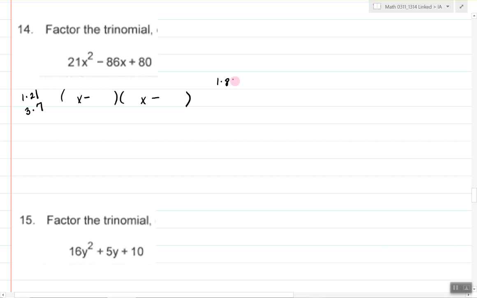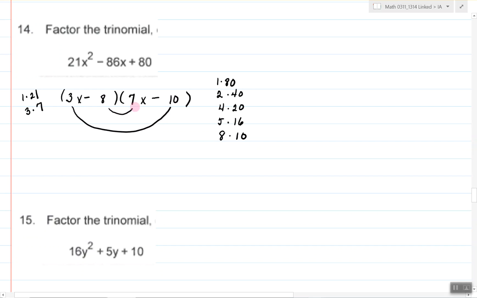1 times 80. I'll try 2 goes into 80 40 times. 3 does not go into 80. 4 goes into 80 20 times. 5 goes into 80, you use your calculator if you want to, 16 times. 6 doesn't go in, 7 doesn't go in, 8 goes into 80 10 times. I have a lot of choices. Well, I'm going to start with 3 and 7. I'm not moving those till I've checked everything. And I'm going to start with 8 and 10.